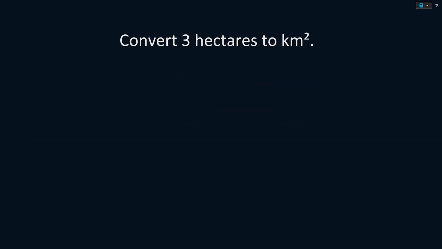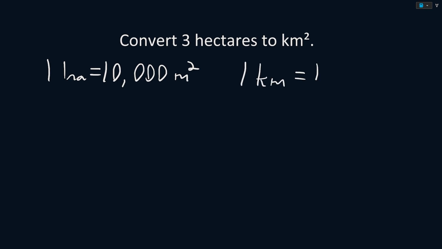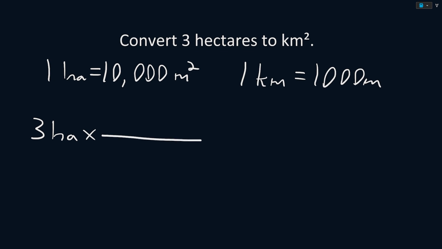Convert 3 hectares to square kilometers. We can use the relationship that 1 hectare is equivalent to 10,000 squared meters. Then we can relate kilometers to meters by using the relationship that 1 kilometer is equivalent to 1,000 meters. So in order to convert 3 hectares into squared kilometers, we need to first convert from hectares to squared meters. To do this, we multiply through our conversion factor of 10,000 squared meters to 1 hectare.